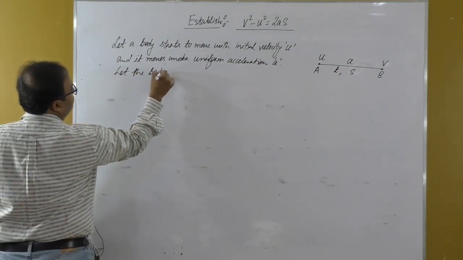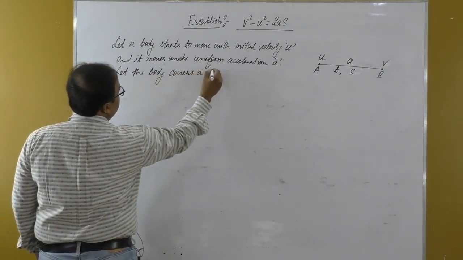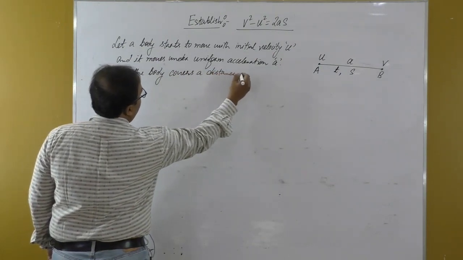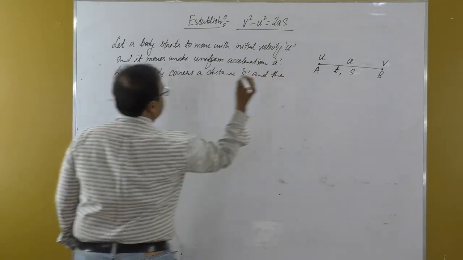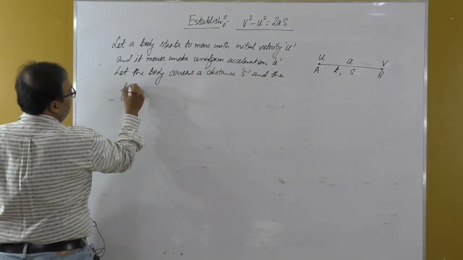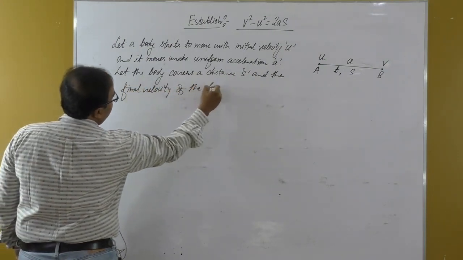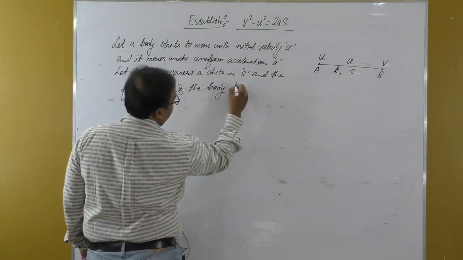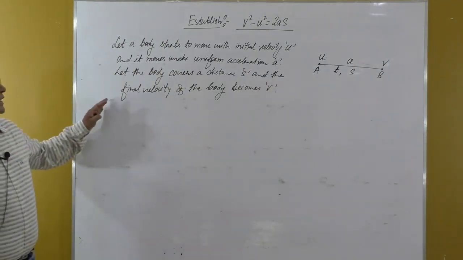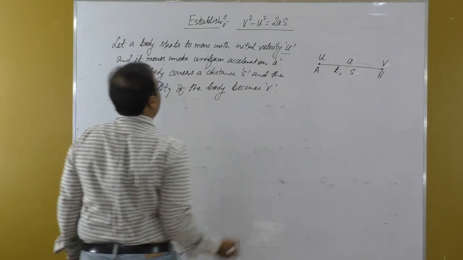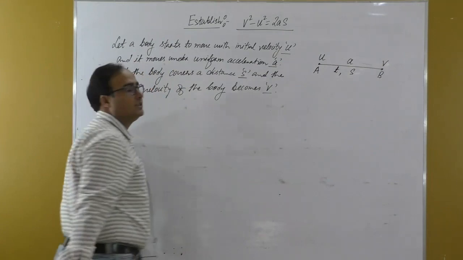Let the body cover a distance s and the final velocity of the body becomes v. So what is the initial velocity u, what is the final velocity v, displacement or distance covered s, uniform acceleration a.